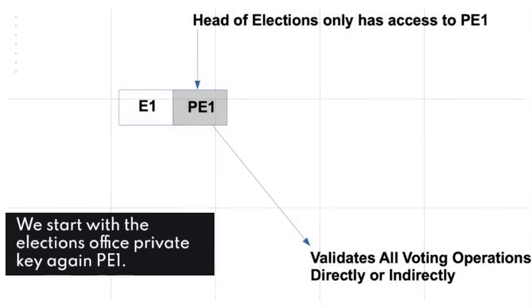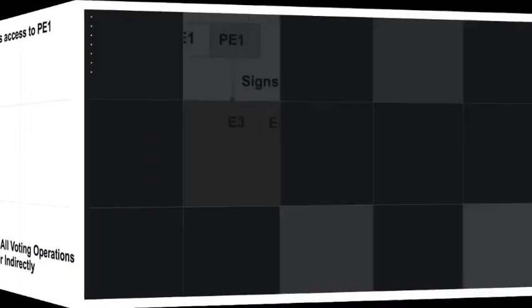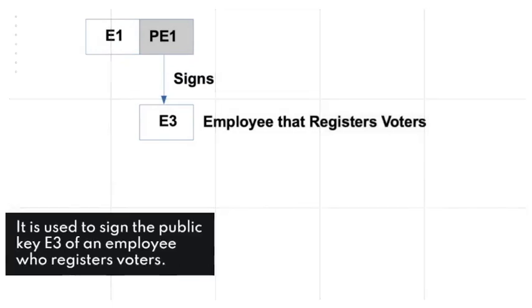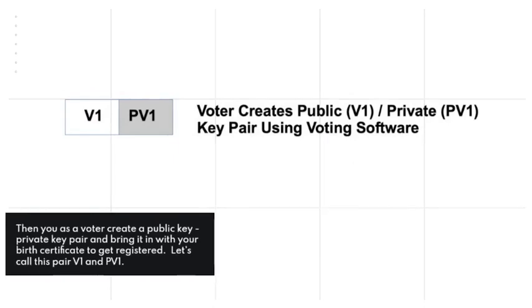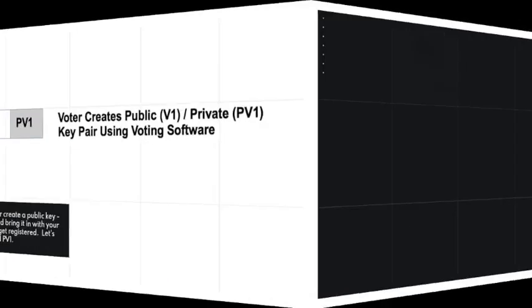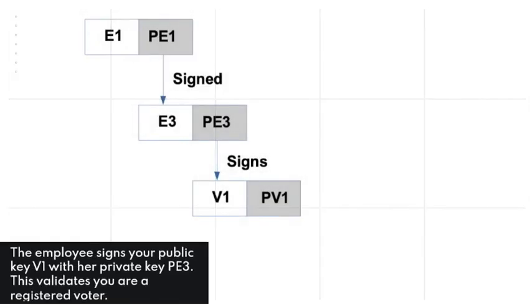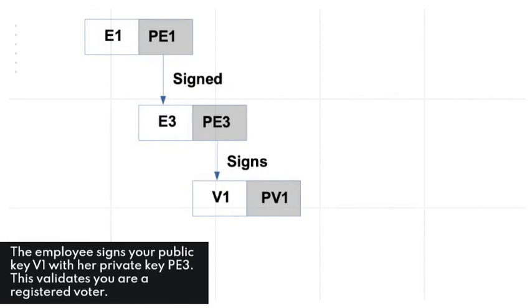We start with the Elections Office private key again PE1. It is used to sign the public key E3 of an employee who registers voters. Then you as a voter create a public key, private key pair and bring it in with your birth certificate to get registered. Let's call this pair V1 and PV1. The employee signs your public key V1 with her private key PE3. This validates you are a registered voter.